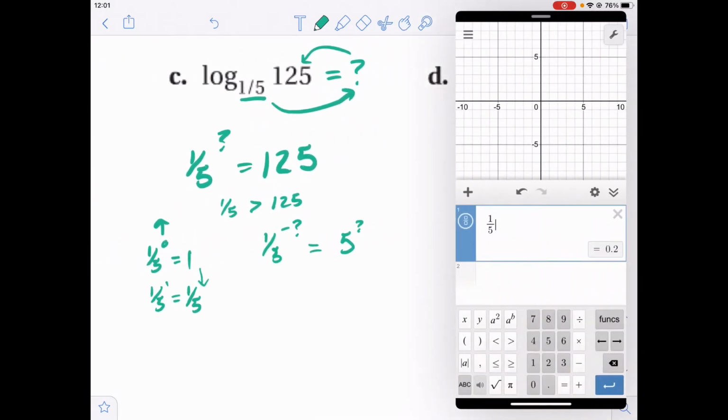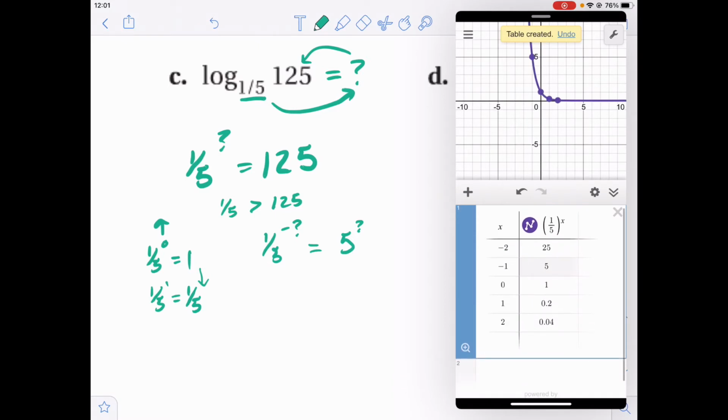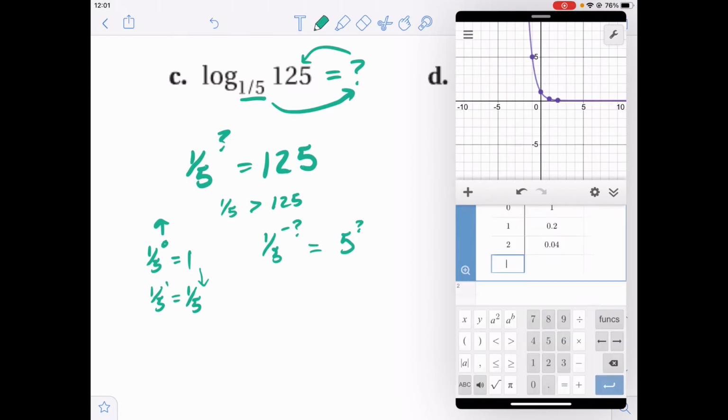Let's use our table. We've actually already got 1/5 from our last problem. So 1/5 to the something, use our table. And we do see as we go up, 0, 1, 2, our number actually gets smaller. As we go down, -1 is 5, -2 is 25. Let's try -3, 125. So this is going to be -3.